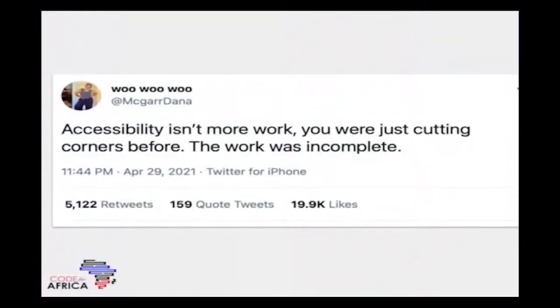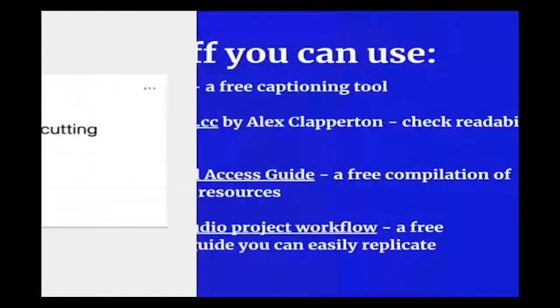And it's easy to think of accessibility as adding more layers of work to your process, but a good way of looking at it is that accessibility should be complementary to the work that you do, and it contributes to your work being complete. So the work was incomplete before, as this user says, and it's not just adding more work to your workflow, but it's just making sure that every fact check that you produce, every bit of content that you put out is actually universally accessible. It's accessible to everyone, and that's really, really important.